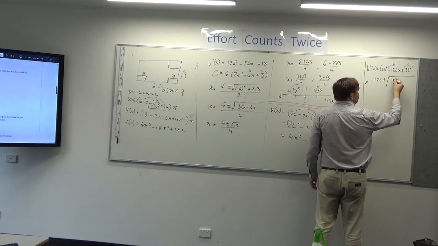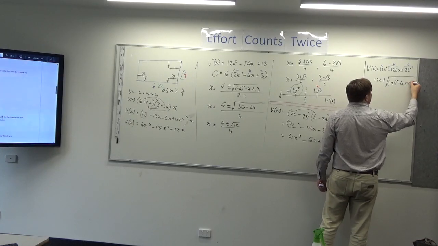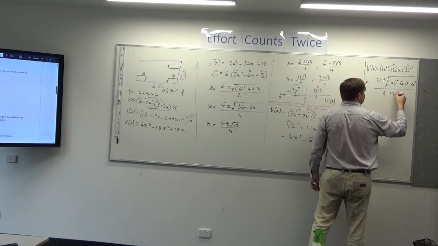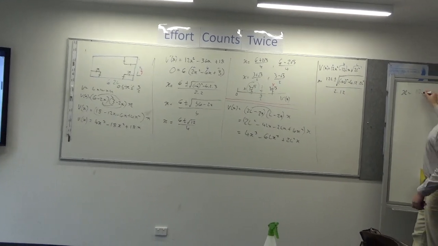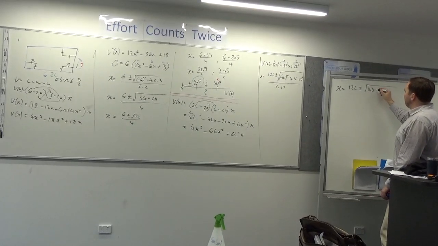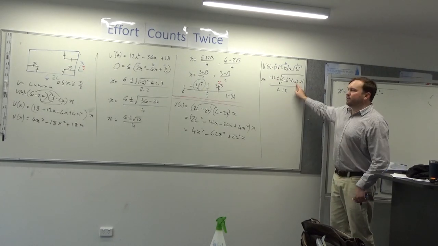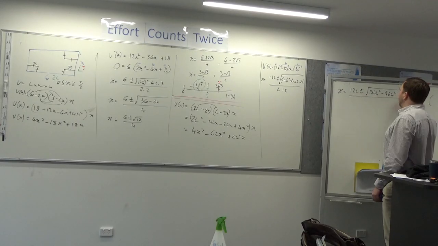Square root, B squared minus 4 lots of A, lots of C, over 2 lots of A. I'm going to go across to here now. X equals 12L plus or minus the square root of 144L squared, take 4 times 12 is 48, times 2 is 96. Take 96L squared over 24.